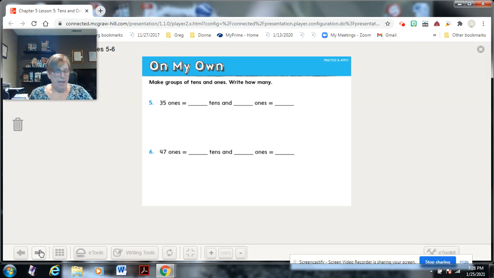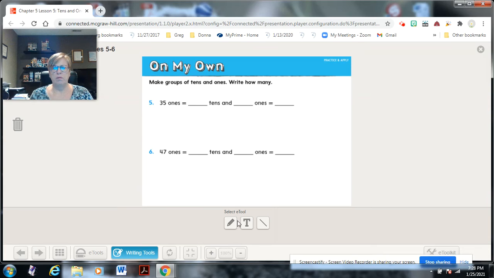Okay. Now, from 5 to 8, they all look like this. Now, let's think about this, because none of us have this many counters with us right now. But we can still do this, okay? We can do it. All right. Let's look at 35 ones. Well, how many 10s are there in 35? There's 3, right? Look. There you go. 3 10s. And how many 1s?